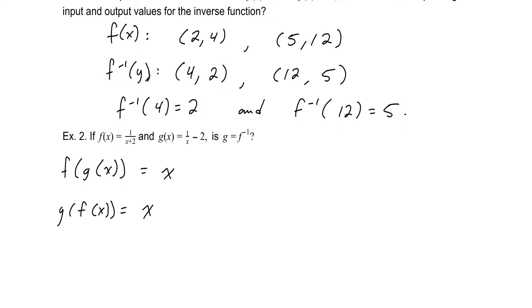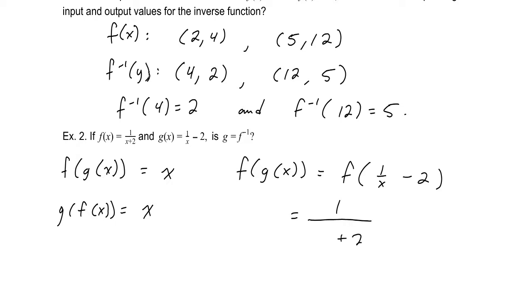So I'm going to work with f of g of x. So I will take f of g of x, which is f of, and my input is going to be 1 over x minus 2. So everywhere I have an input in my function f of x, I'm going to put that in as an output. So this is going to be 1 over, and we have x plus 2. As my input, I'm going to have 1 over x minus 2.